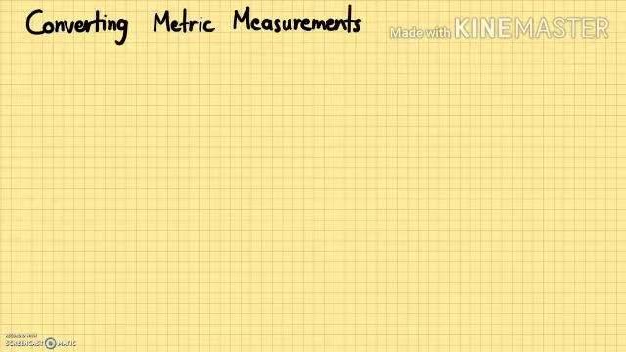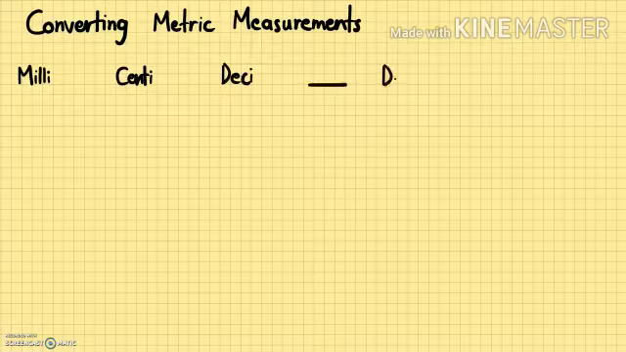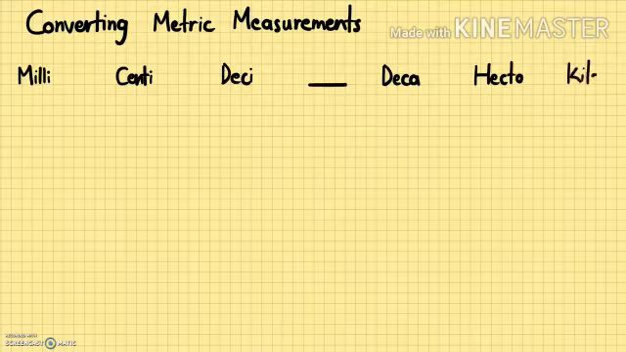Let us review what our metric prefixes are. The smallest metric prefix is milli, then centi, deci. We have no prefix here. Then we have deca, hecto, and kilo.